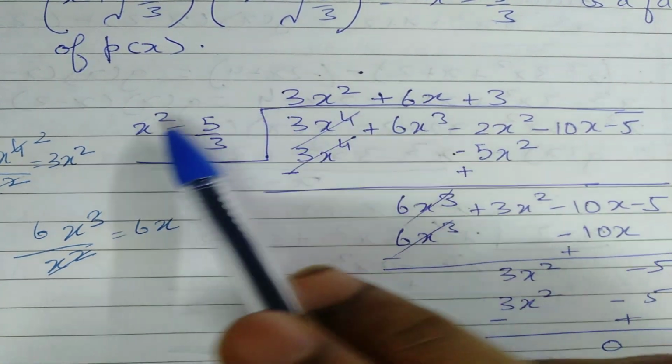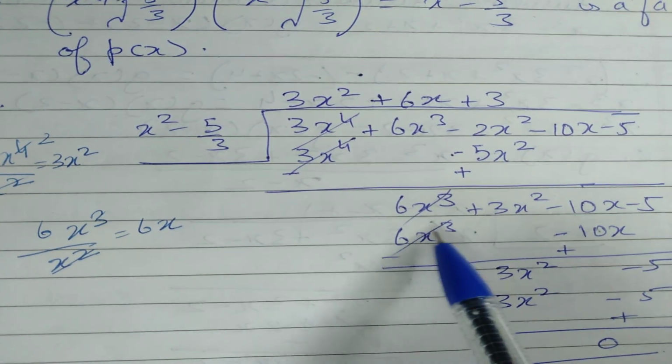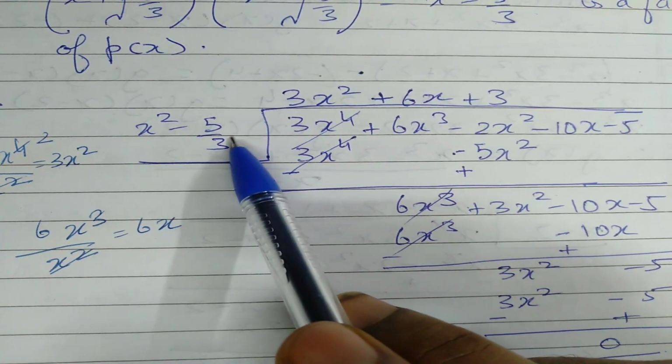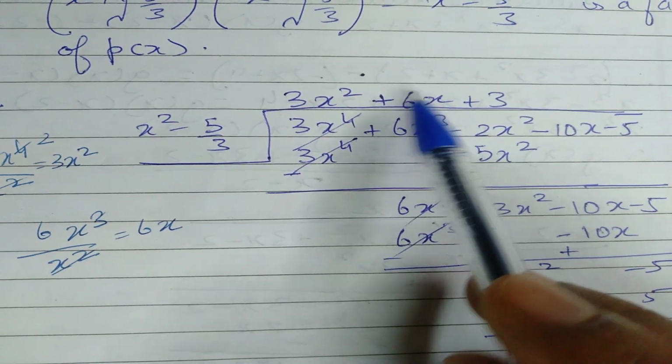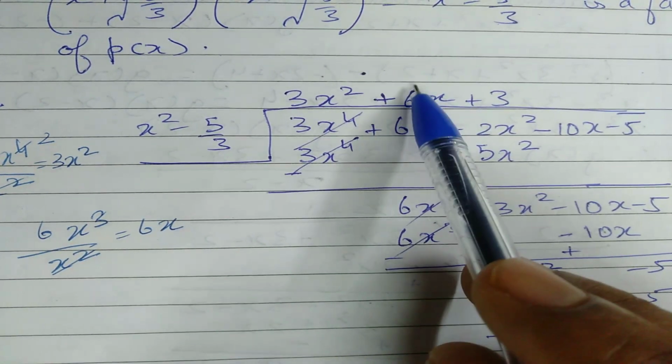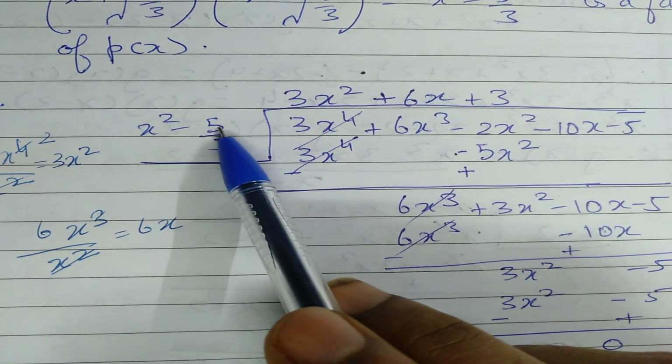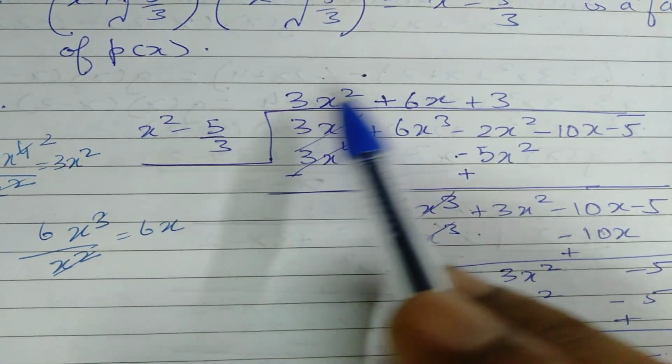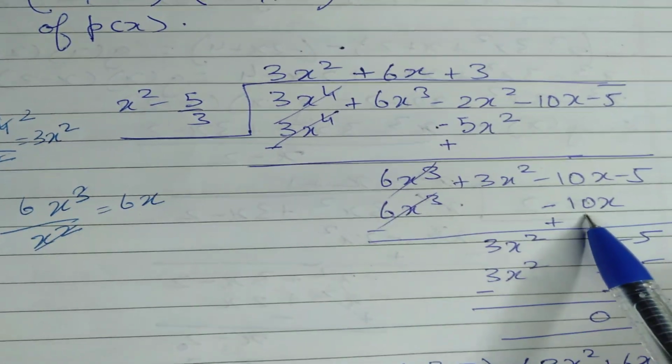So it is plus 6x into x square, which will become x cube. Again, since there is one more term in the divisor, you multiply 6x with the other term. 3 and this 6 will get cancelled. You will get 5 into 2x. So minus 5 into 2 will give you minus 10x.